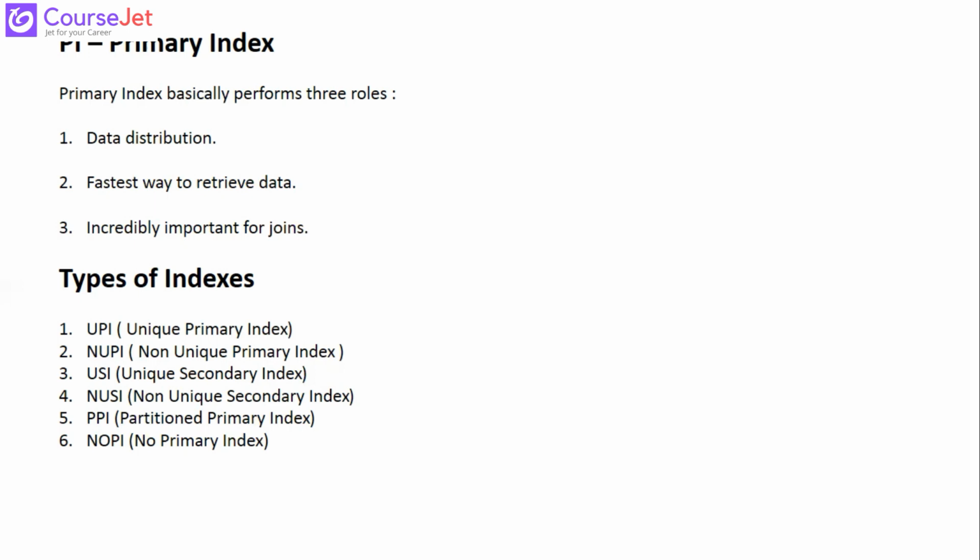It won't go for the hashing algorithm, you mean to say? Correct. This NOPI won't. The rest of the indexes, right? They will go for the hashing except non-unique secondary index. Okay. But this NOPI, right? It won't go for hashing. The system will take the total number of rows and it will evenly distribute among the AMPs.